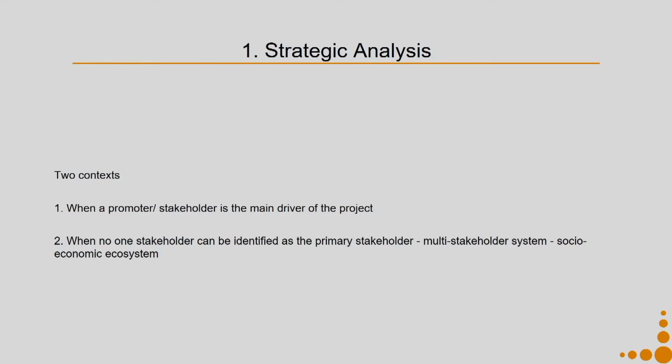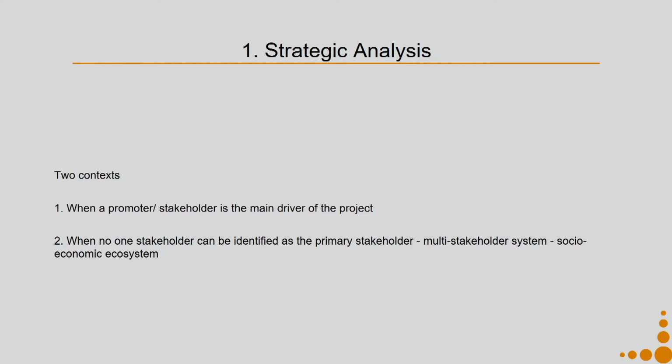Context 2 is when there is no one stakeholder who can be identified as a primary stakeholder. It's a multi-stakeholder system, what we call a socio-economic ecosystem. Say, for example, the craft sector in the country, or the handloom sector, or the agricultural sector. This kind of multi-stakeholder system, you can find in the craft sector of the country, or the handloom sector or the agriculture sector.